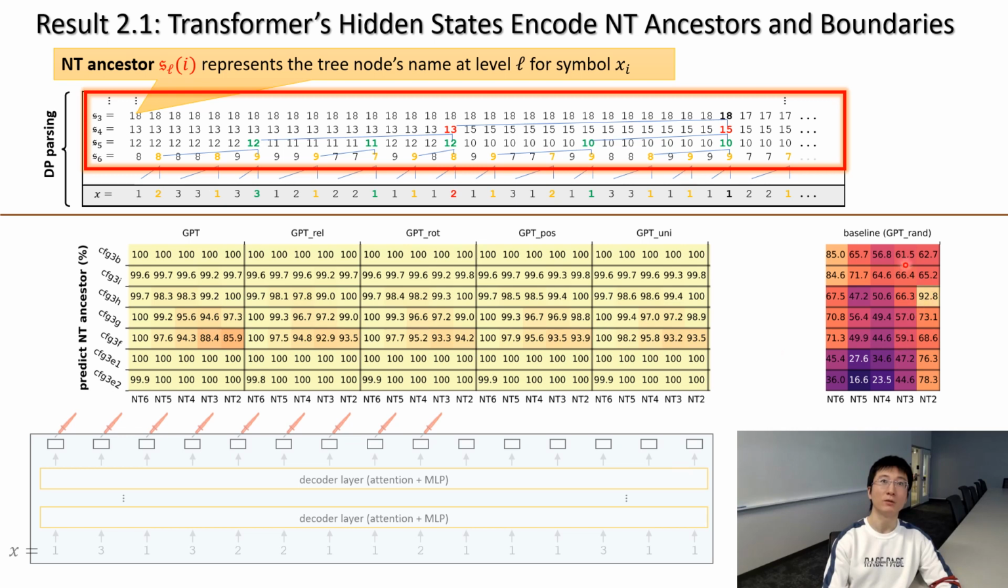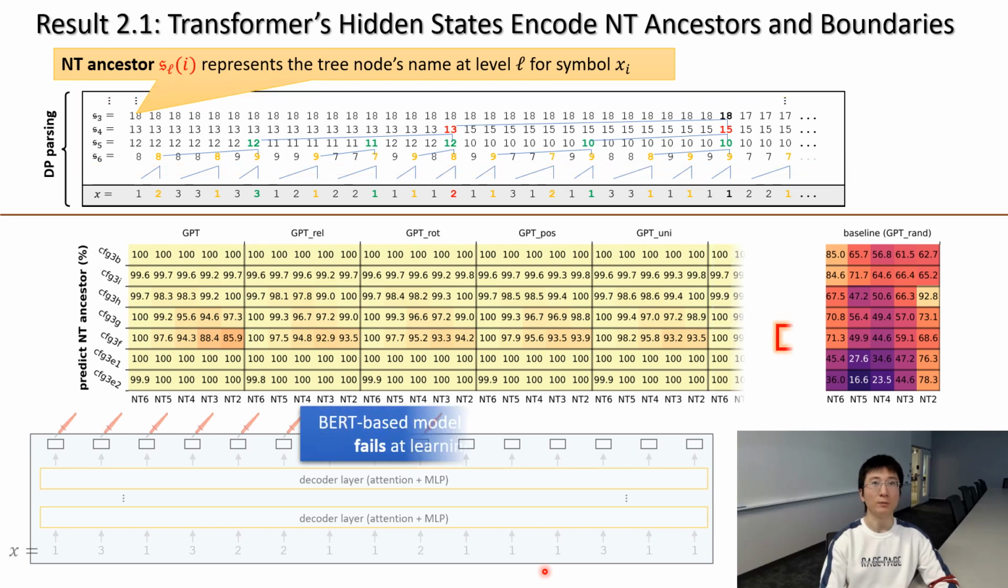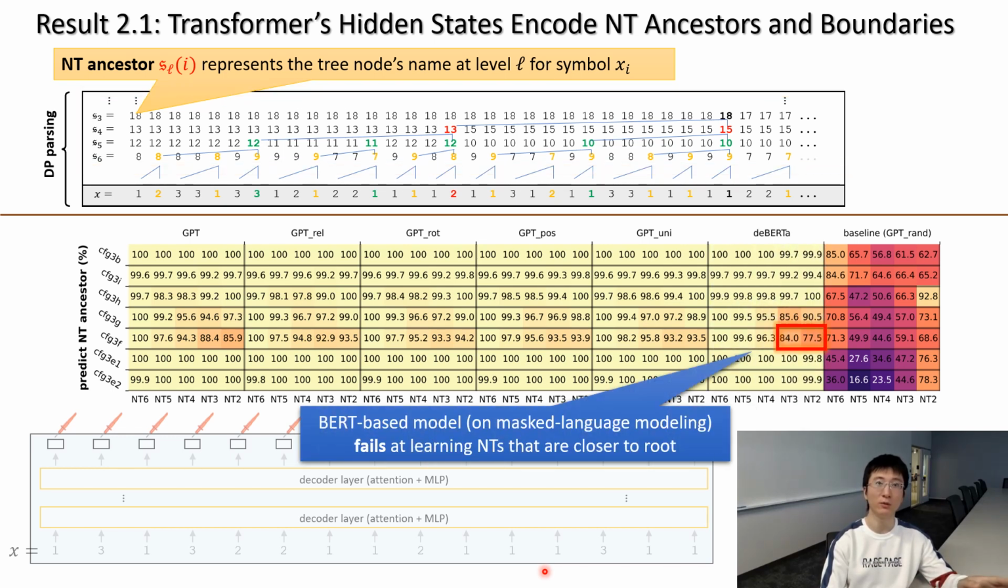And if you compare this to the baseline, which is you take a random transformer and then do the same multi-head linear probing, then you won't get any good result comparing to this. Now, as a side comparison, we also did the same experiment, but for BERT. Instead of GPT, which is a decoder-only model, we also looked at a BERT-based model, in which case we used DeBERTa, which is a better variant of BERT, using also a relative positional embedding.